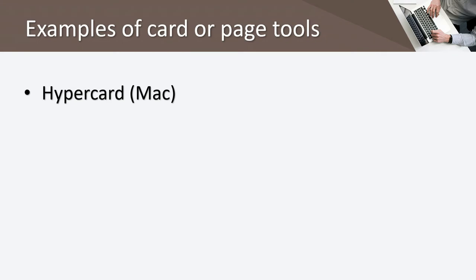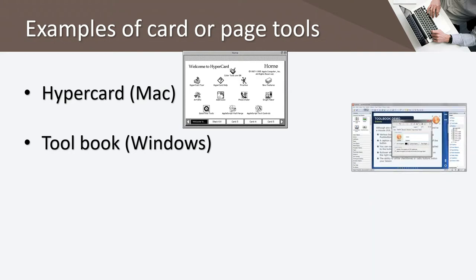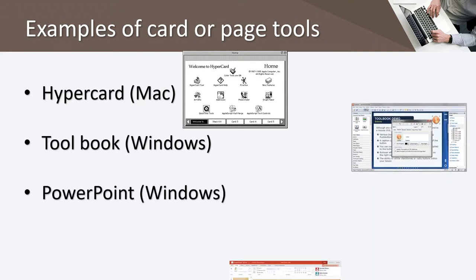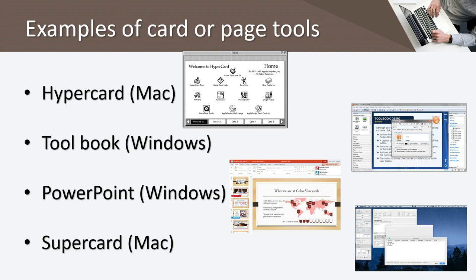Examples of card or page tools: we have HyperCard from Mac. This is the user interface we have with HyperCard. We have Toolbook from Windows. This is it, PowerPoint for Windows. And lastly, SuperCard for Mac. And these are the interfaces or the examples that we have in card or page tools.